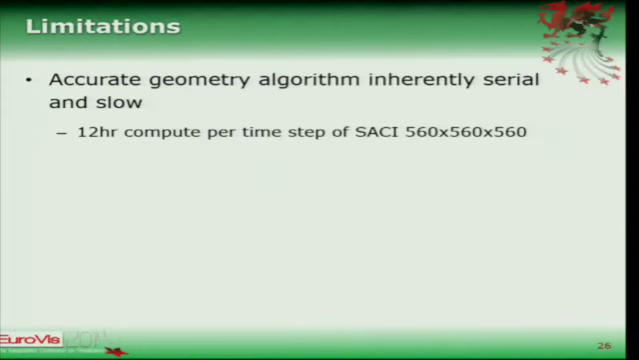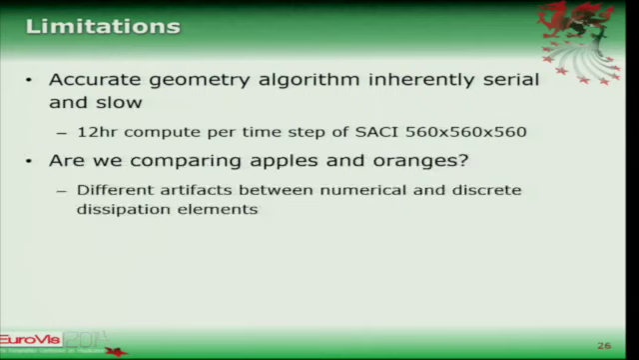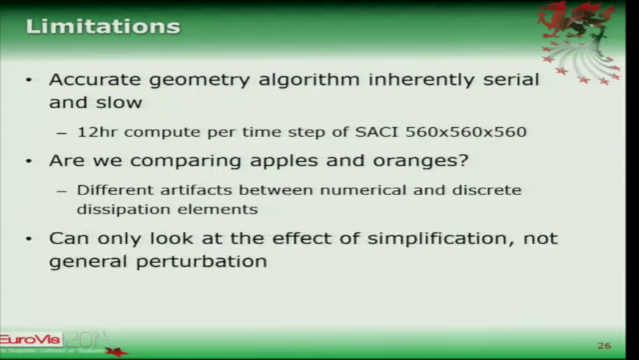So of course there are limitations. The technique we're using to do the more complex computation is inherently slow and serial for now. For example, 12-hour compute time for the spark-assisted compression ignition, and that's only a 560 cube. And of course there's the question of whether we are comparing apples and oranges, looking at the discrete version versus the numerical version. It could be that the artifacts you get between the two of them make a very big difference, and more investigation needs to be done to determine if this is the case.